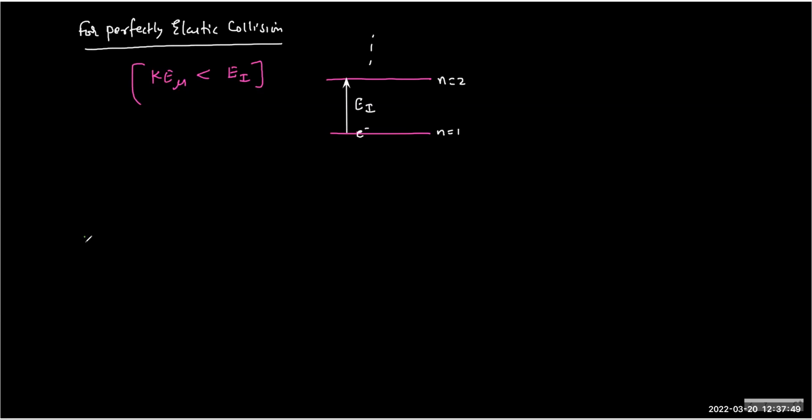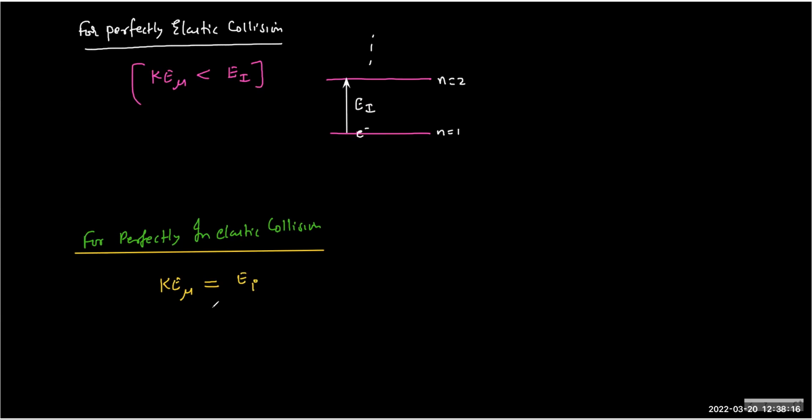So what about the second case? For a perfectly inelastic collision, what can we say, guys? Tell me. In this case, the K mu must be equal to one of the transitions. So either E_i, where i belongs to E1, E2, E3, and so on, which means anywhere.